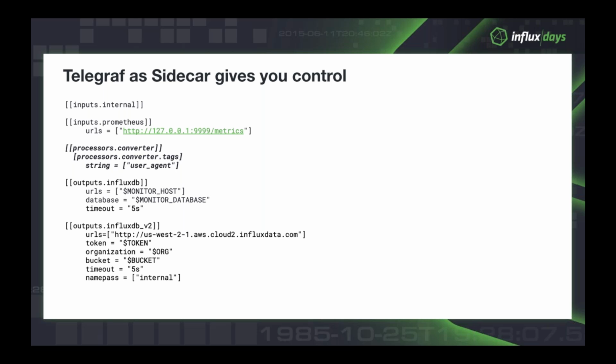So Telegraf as a sidecar, as I said, has a little bit more complexity, and it is a little bit more consuming in terms of resources, because there are more containers running. But it gives you a lot of flexibility and control, because you can have very granular control over all the applications that you are gathering. Telegraf has a feature called processors, and those processors are able to manipulate the data.